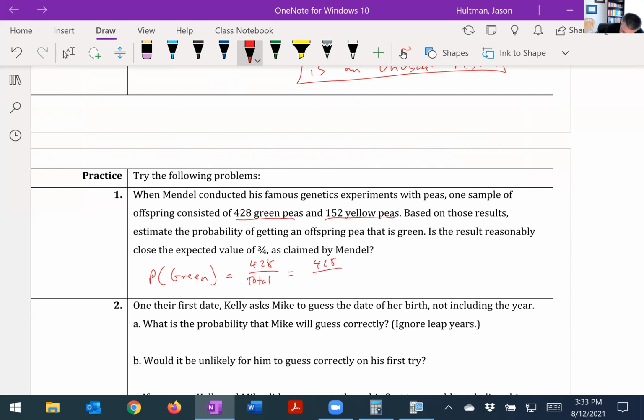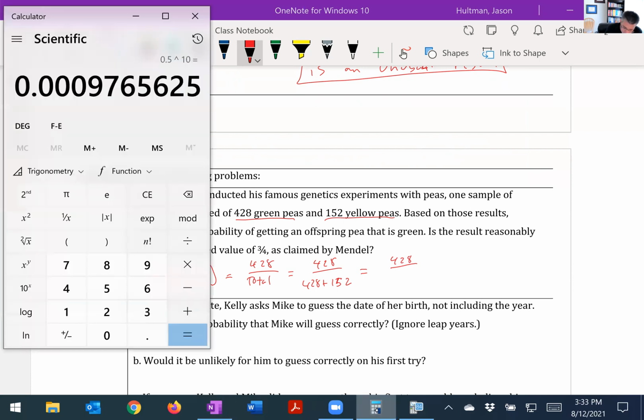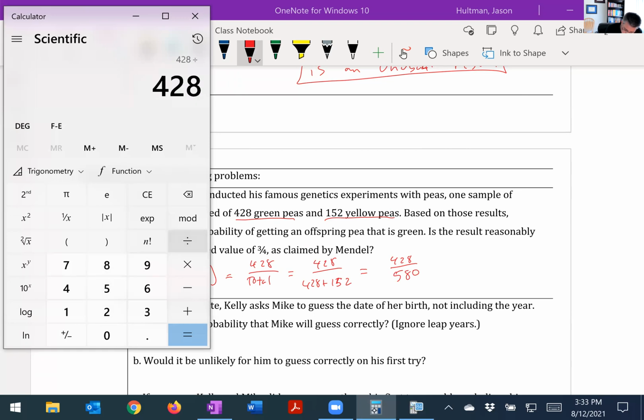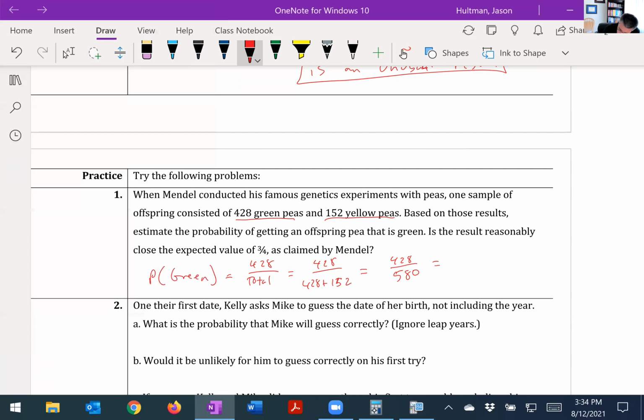Okay, 428. So I'd have to add these up. 428 plus 152. So 428 over, what's 428 plus 152? 428 plus 152 is 580. And I want to do 428 divided by 580, which is 0.738, I would say. So this is equal to 0.738.